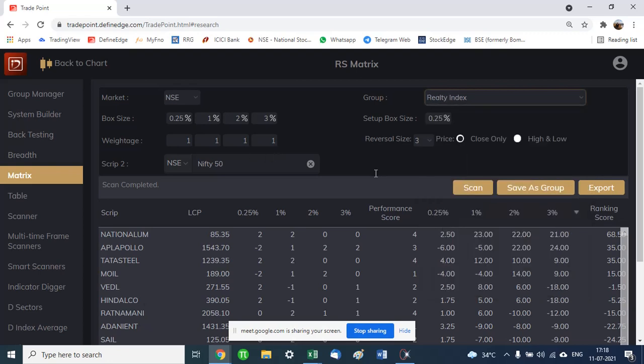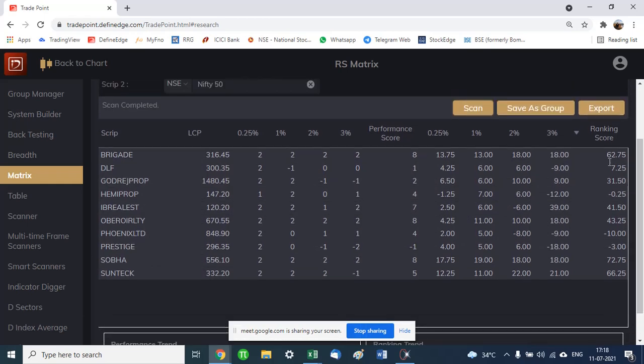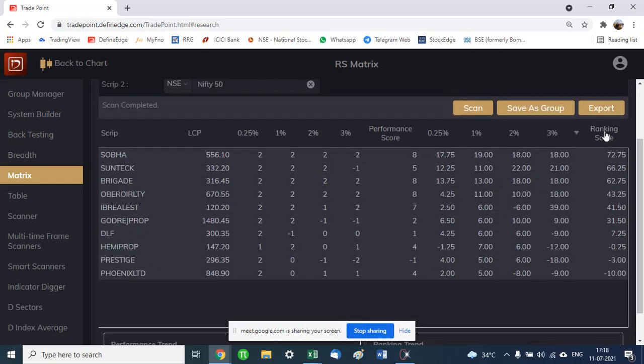Realty index against Nifty, scan, sort the column by ranking score. So I can see Shobha Developers, Suntech Realty, Brigade, almost all the stocks in fact are bullish in the realty sector. Only a couple of them are looking a little bearish. So I know which are the strongest stocks from the sector. This is one approach that I can use.